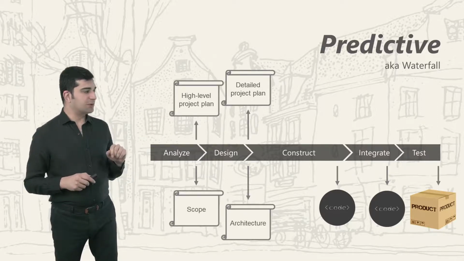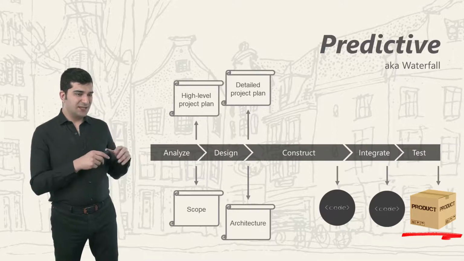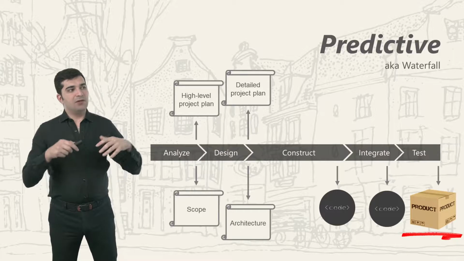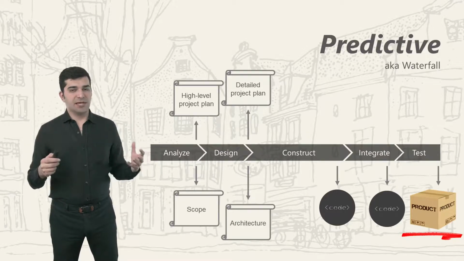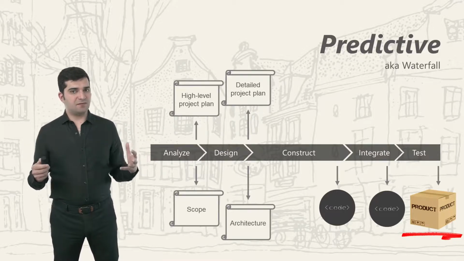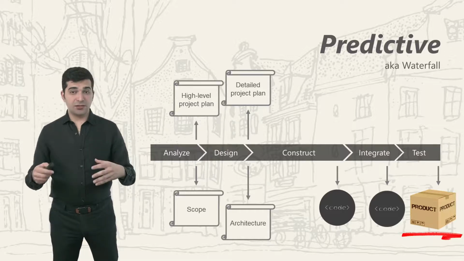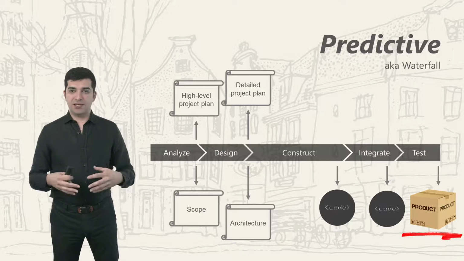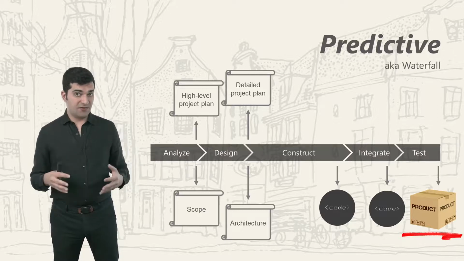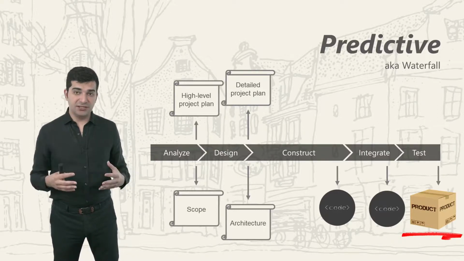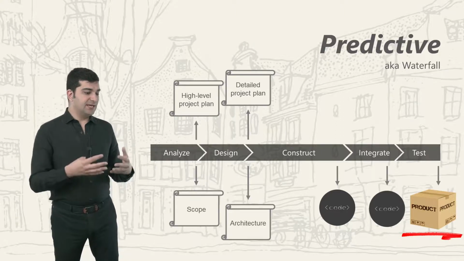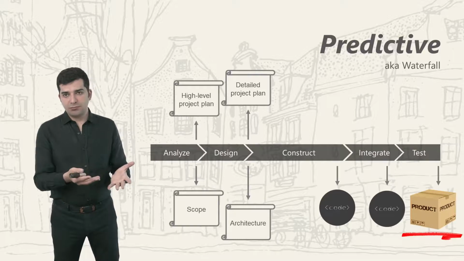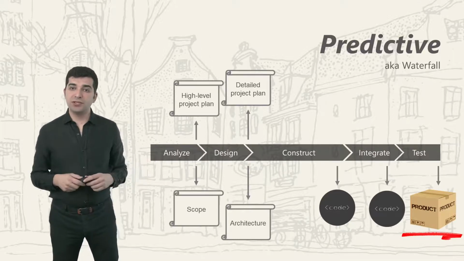Now, we have one issue here. Do you see the product? It's created all the way at the end of the project. Now, if you want to create a building, it's fine. The supplier and the customer can get together, think about the building that they want, design something on paper, specify different things, and at the end, what the supplier gives to the customer is almost what the customer wanted.